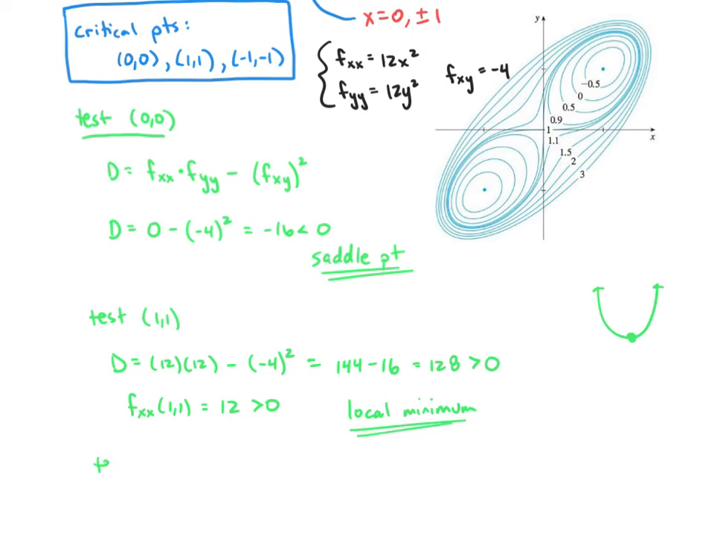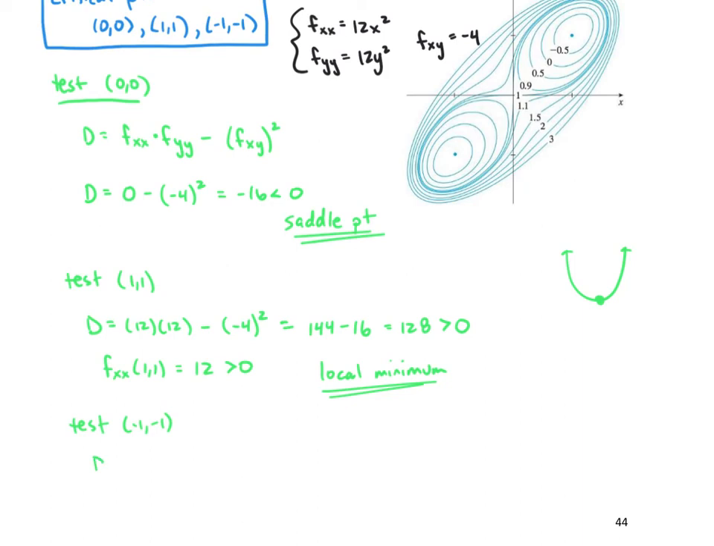All right, let's do our last point, which is (-1, -1). Again, I'm substituting in -1 for x and y. I'm squaring both of those, so I end up getting 12 and 12 again. In addition, we get -4 because that's a constant, so we actually have the exact same thing. The second partial derivative with respect to x at (-1, -1) happens to be still 12, which means we have another local minimum. Okay, so that's what we've done for our 3 critical points.